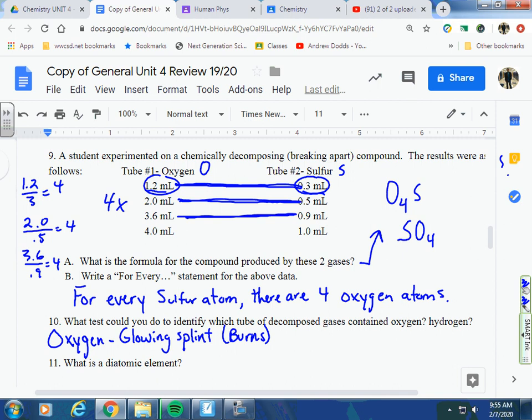All right, so number 10, the hydrogen test. If you're testing for hydrogen, you're actually going to use a burning splint. Pops. So if I take a burning splint and I put it in hydrogen, there's going to be a little explosion, a little pop. It'll go out. All right, and then we're on to number 11, the new stuff.